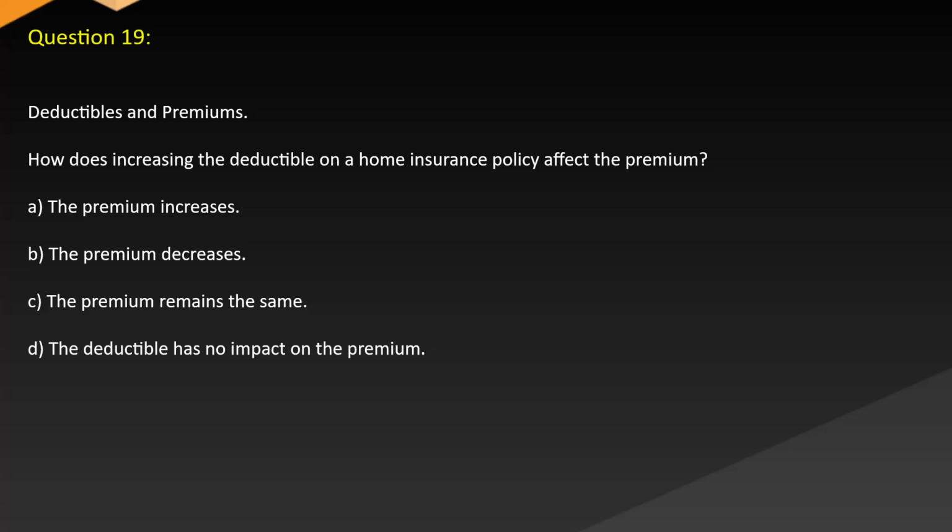How does increasing the deductible on a home insurance policy affect the premium? A. The premium increases. B. The premium decreases. C. The premium remains the same. D. The deductible has no impact on the premium.